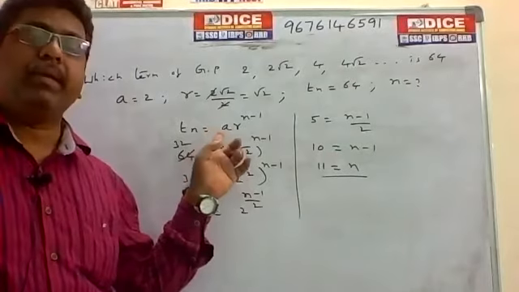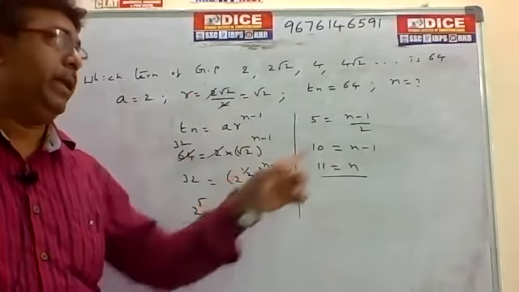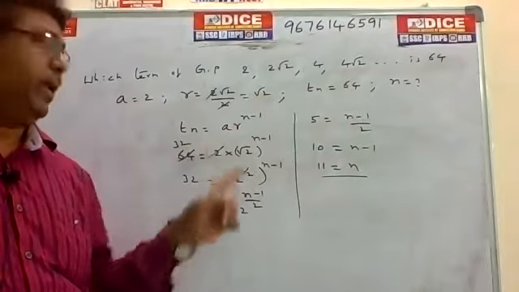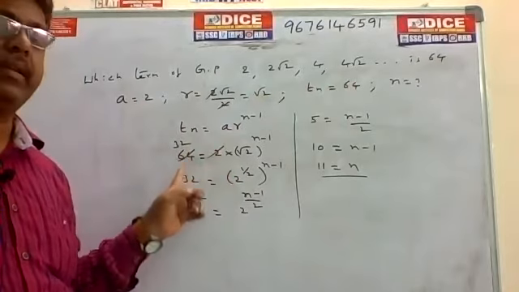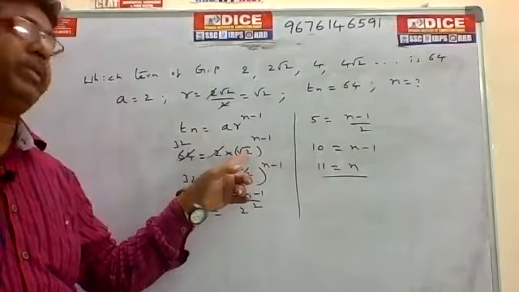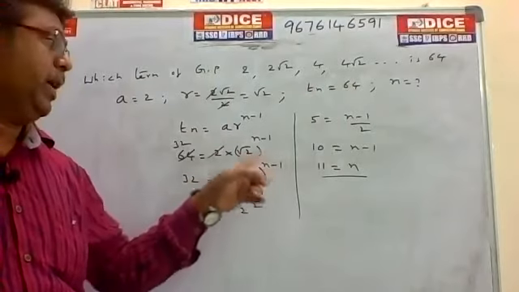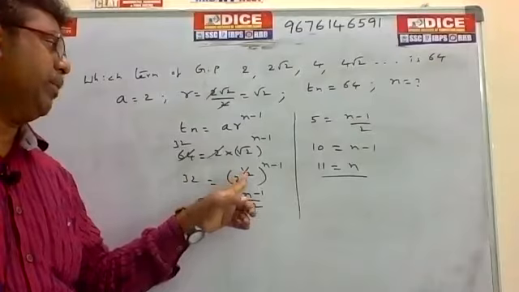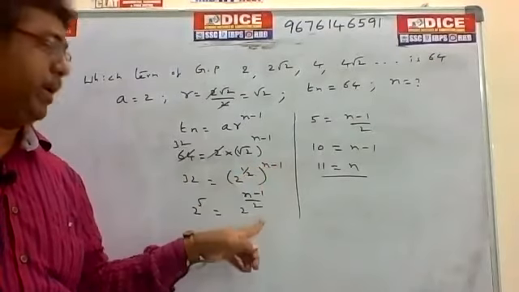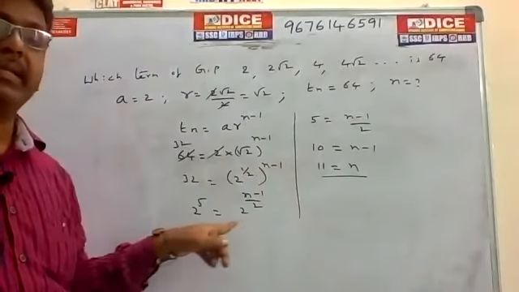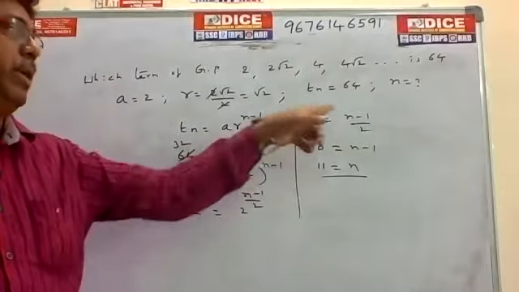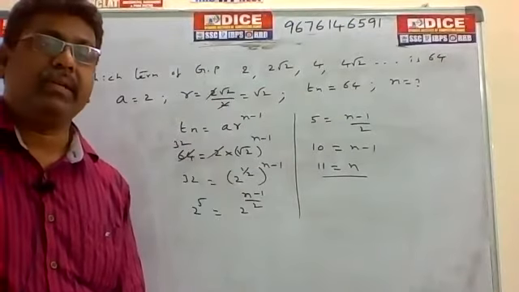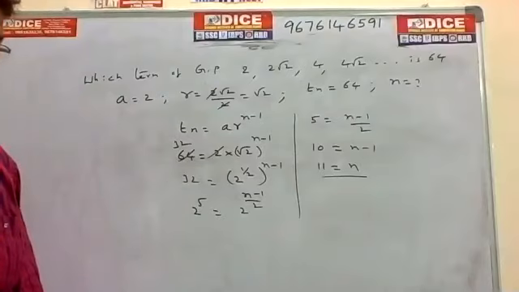So Tn is equal to A into R to the power of n minus 1. Tn is 64, A is 2, R is root 2, to the power of n minus 1. 2 cancels, 32 is equal to root 2 to the power of n minus 1. Here root 2 is there, so 2 to the power of 1 by 2 into n minus 1. 32 is nothing but 2 to the power of 5. So 5 is equal to n minus 1 by 2. Both sides bases are equal, powers are equal. So the answer is n is equal to 11. Very good.